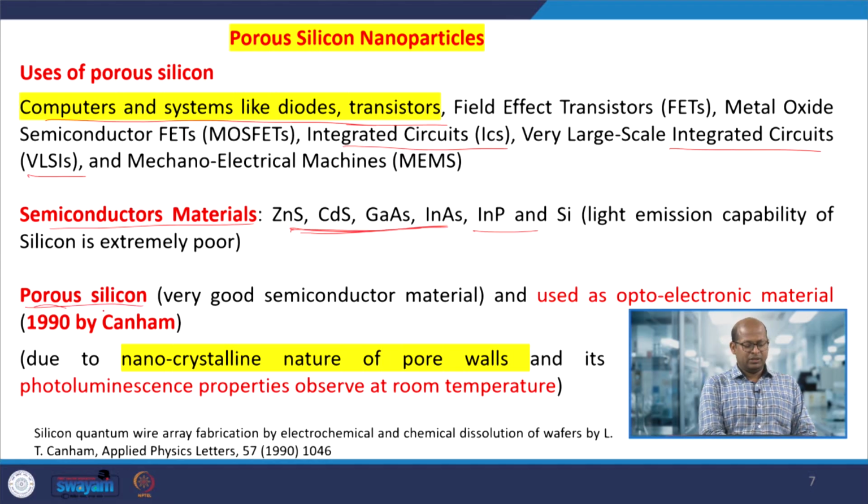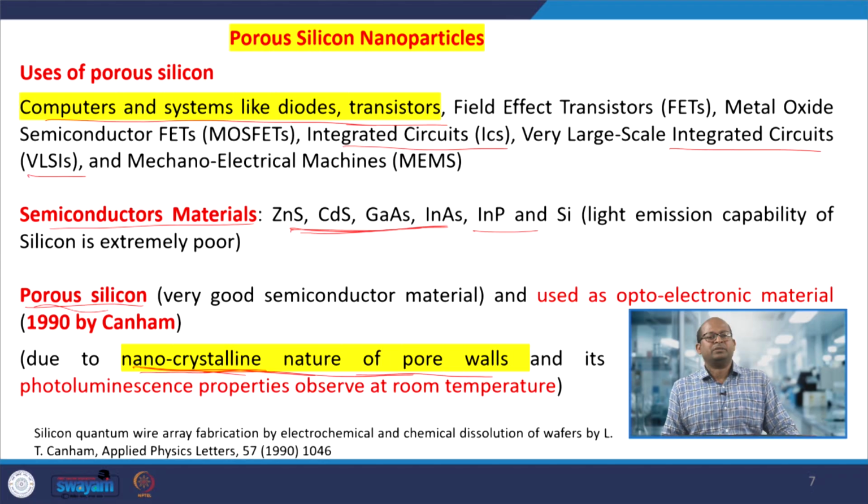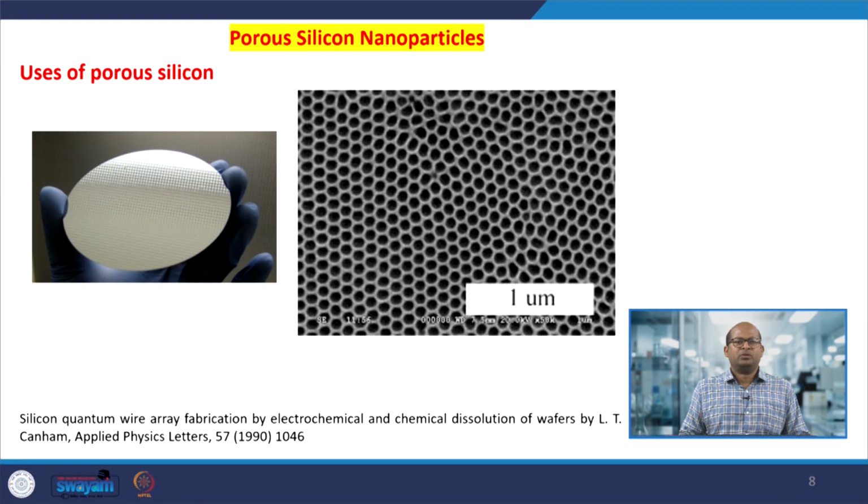So, here basically we will discuss porous silicon. These materials have optoelectronic properties. Due to their nanocrystalline nature in the pore walls, they are most commonly used in optoelectronic applications and materials development. Also, photoluminescence properties are observed at room temperature, therefore these are very good semiconductor materials. A lot of applications are there.